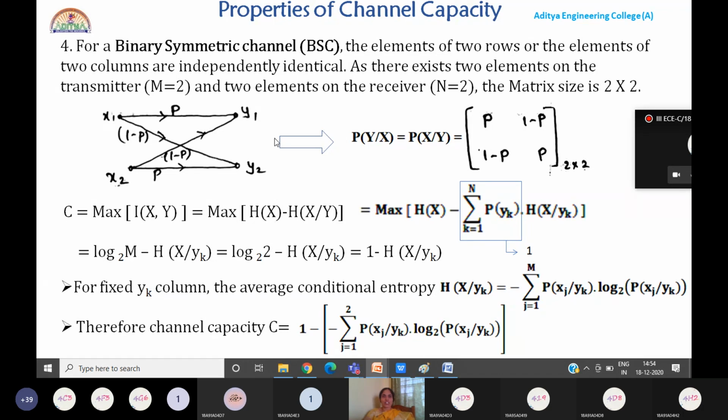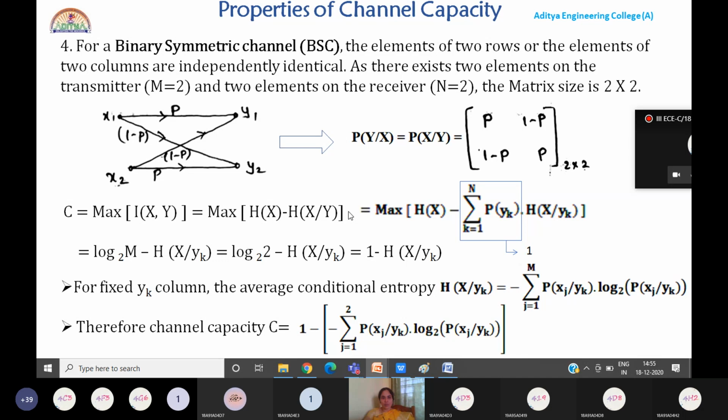Now channel capacity, let us derive the expression for channel capacity for a binary symmetric channel. The short form representation is BSC, binary symmetric channel. So we know that channel capacity C is defined as the maximum of mutual information. I took the same expression, and it is equal to the maximum of, what is the representation of mutual information in terms of entropies? We can write it as H of X minus H of X by Y. You can also write it as H of Y minus H of Y by X, no issue with that.